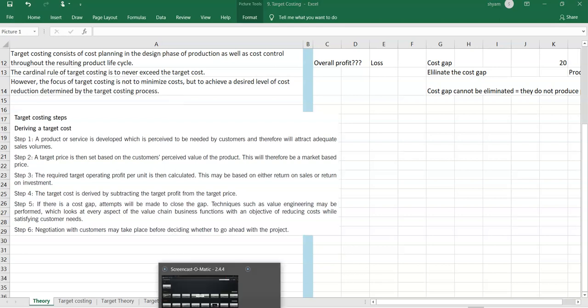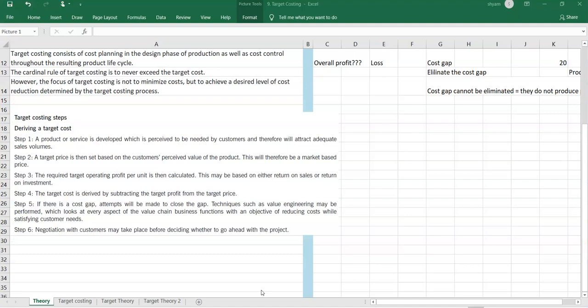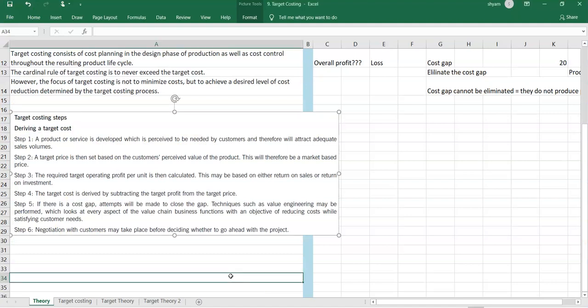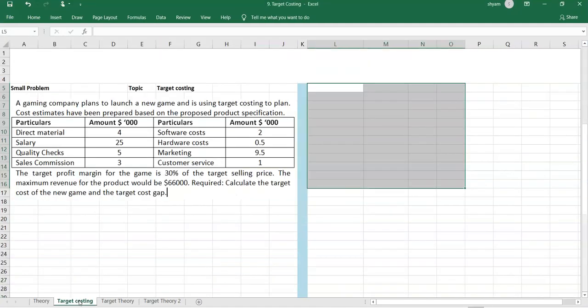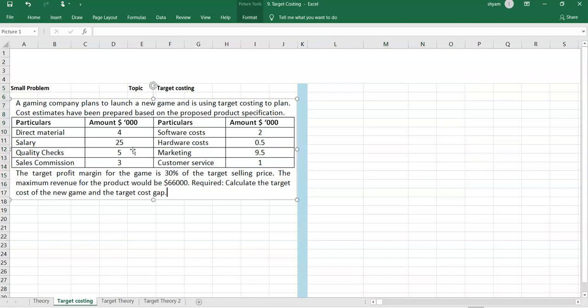So that's about the theory related to target costing. Now we'll move on to the problems. Problems are usually small, but usually this question is set in terms of theory only here. But we'll see the numerical problem here.